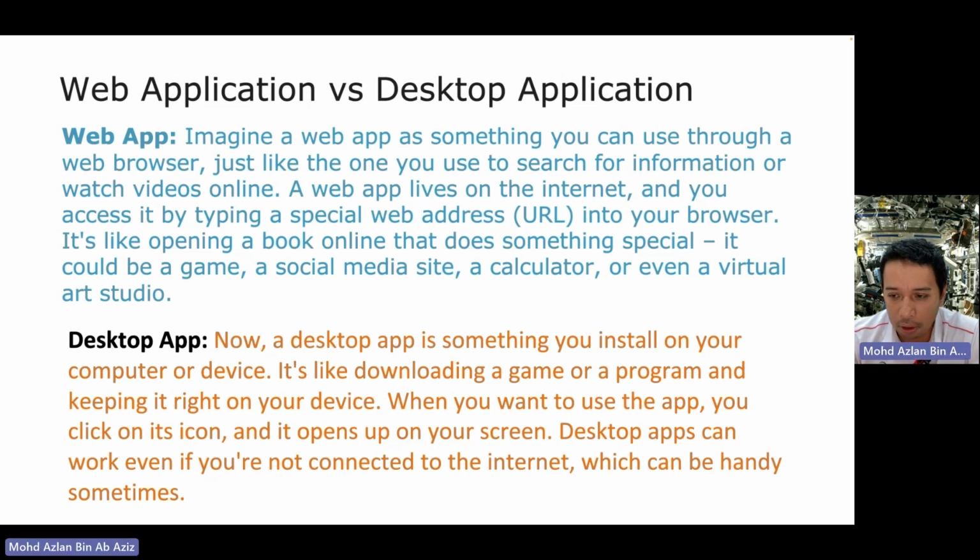Okay, next, the desktop app is something you install on your computer or device. It's like downloading a game or program and keeping it right on your device. When you want to use the app, you click on its icon, and it opens up on your screen. A desktop app can work even if you're not connected to the internet, which can be a bit handy sometimes. It can be a perk because we don't need an active internet connection. So there is a downside to this.